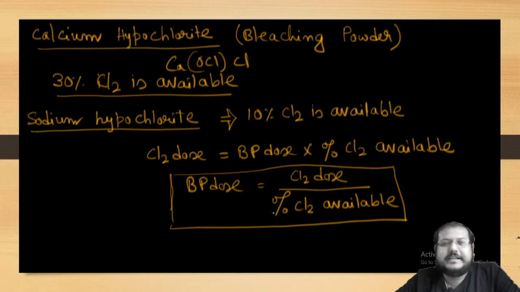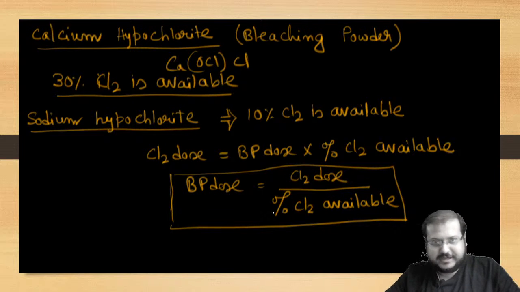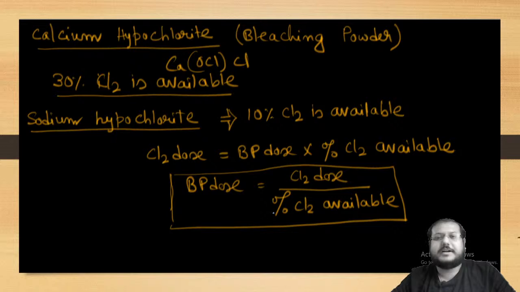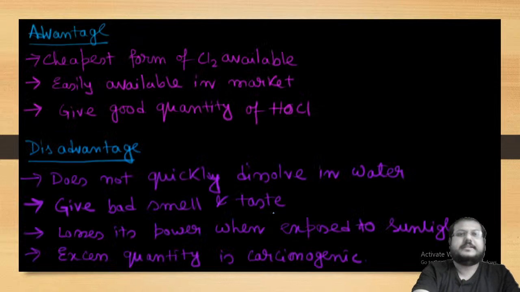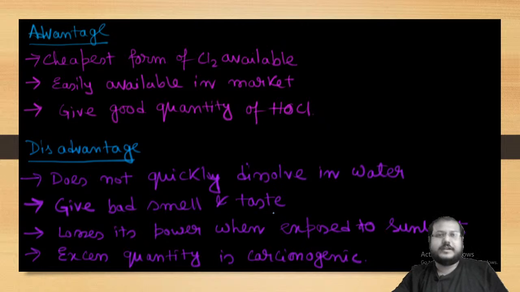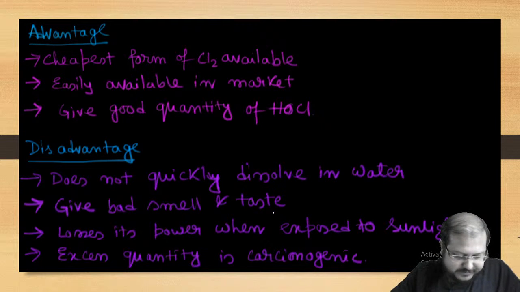Now, calcium hypochlorite is CaOCl2, where 30% chlorine is available. Calcium hypochlorite is actually bleaching powder, where 30% chlorine is available. Sodium hypochlorite has 10% chlorine available. Generally bleaching powder is used as the source of chlorine, where chlorine dose equals bleaching powder dose times percentage chlorine available, so bleaching powder dose is chlorine dose divided by percentage chlorine available. Okay, the basic thing. Advantage: it is the cheapest form of chlorine available.